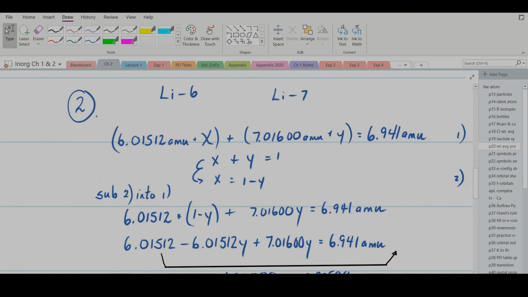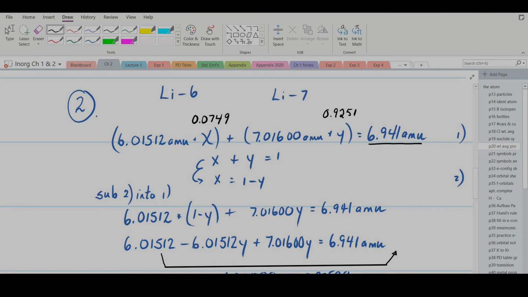You should also check it by substituting those values in. For X, you can write 0.0749, which is what we solved for. And for Y, you can write in 0.9251. And go ahead and do the calculation again now and see if in fact you get 6.941. And in fact you will.